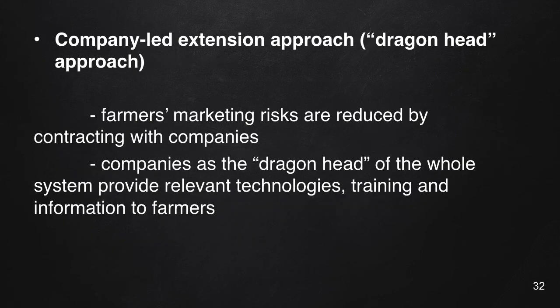Ang company-led extension approach naman, which is also known as the Dragon Head approach, was initially developed at the end of the 1980s in coastal areas by rural enterprises that use agricultural products and byproducts as raw materials. Under this approach, farmers' marketing risks are reduced by contracting with companies. Companies, as the dragon head of the whole system, provide relevant technologies, training, and information to farmers. By providing services to farmers, companies or the dragon head ensure the supply of raw materials at fixed prices. This approach is implemented through contracts signed between companies and households, linking the two parties by a commercial mechanism.